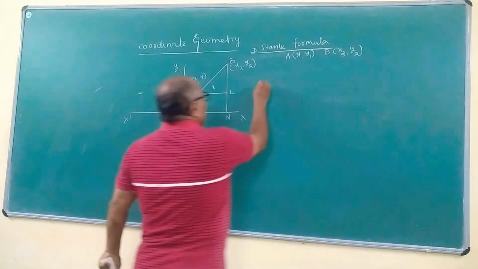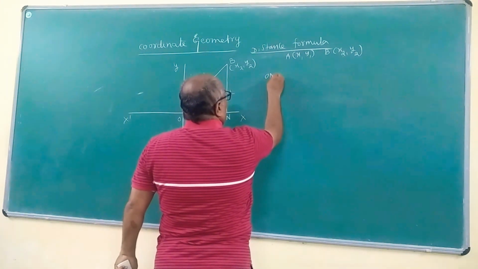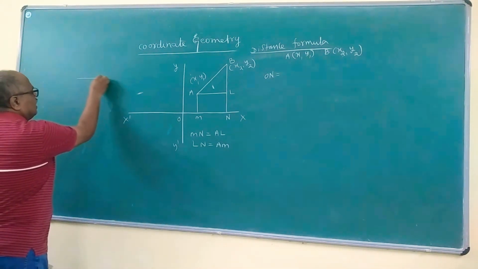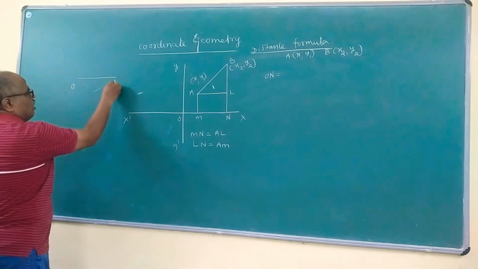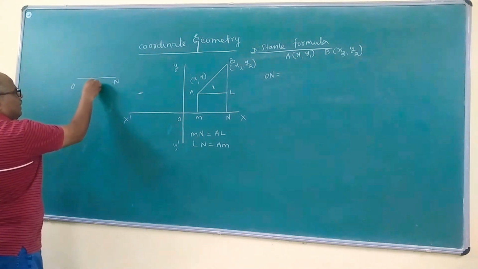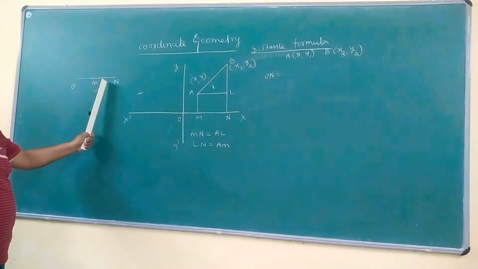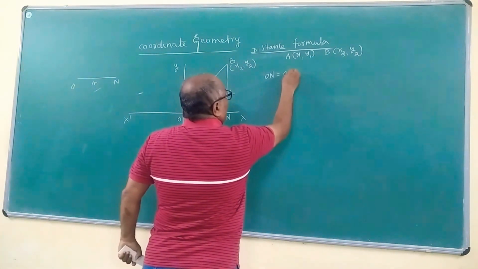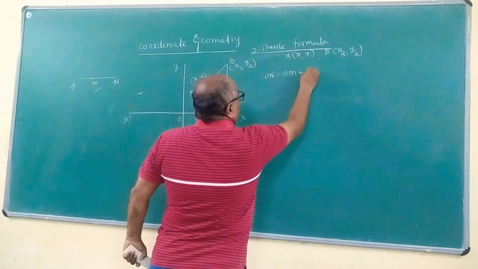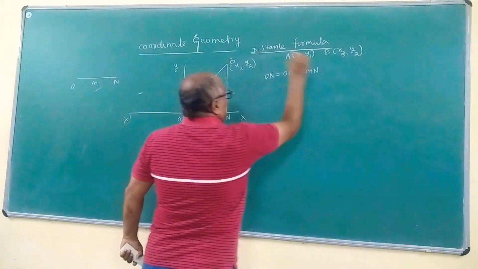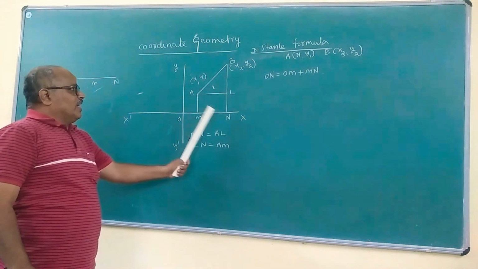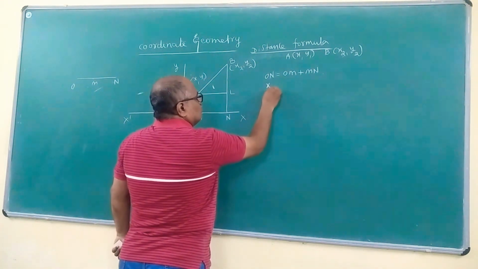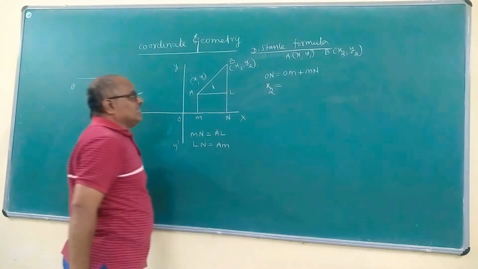You want the length of ON. ON is there like this. M is any point on the line. We add OM and MN, then only we get ON. So therefore, ON equals OM plus MN. What is OM? OM is nothing but x2.